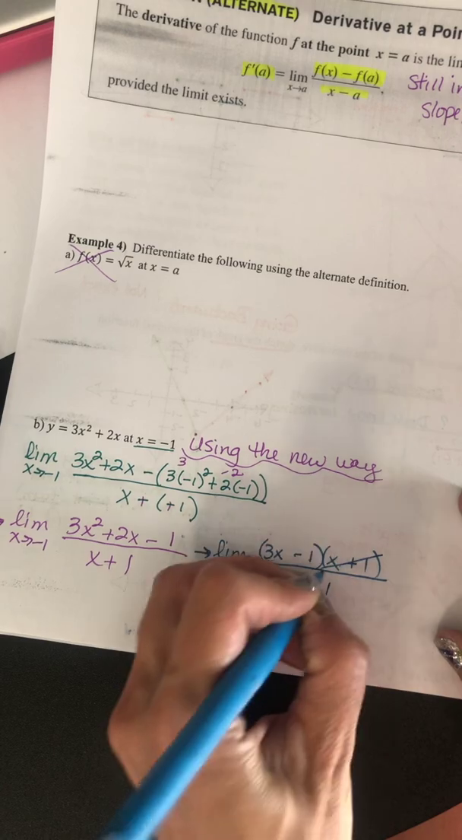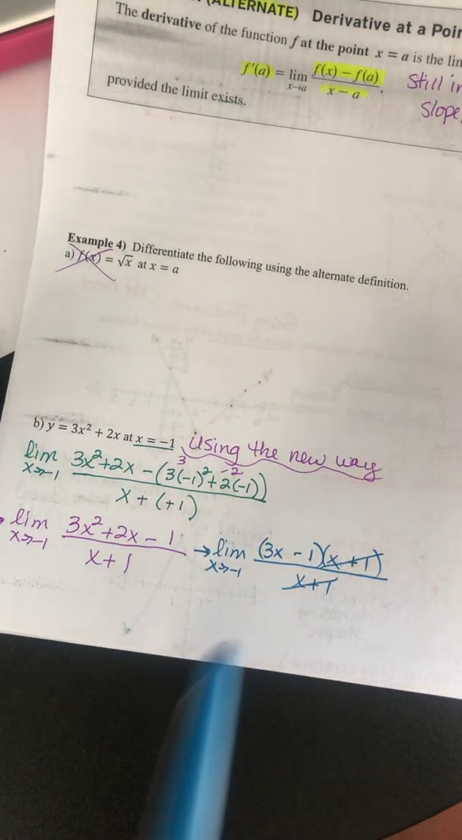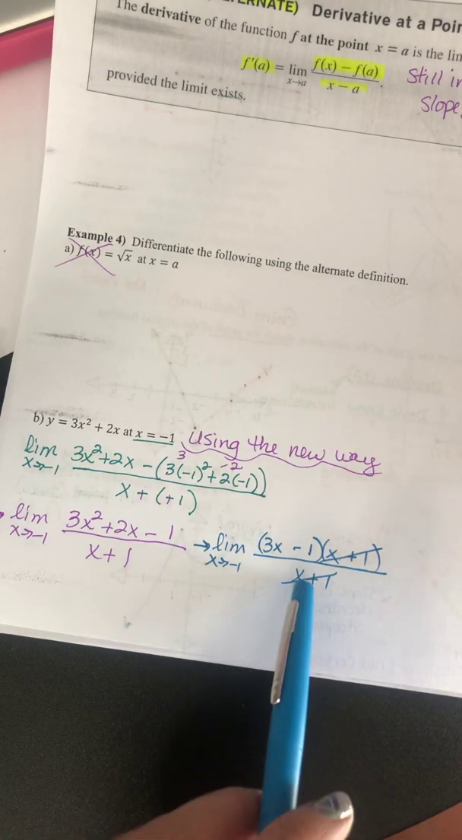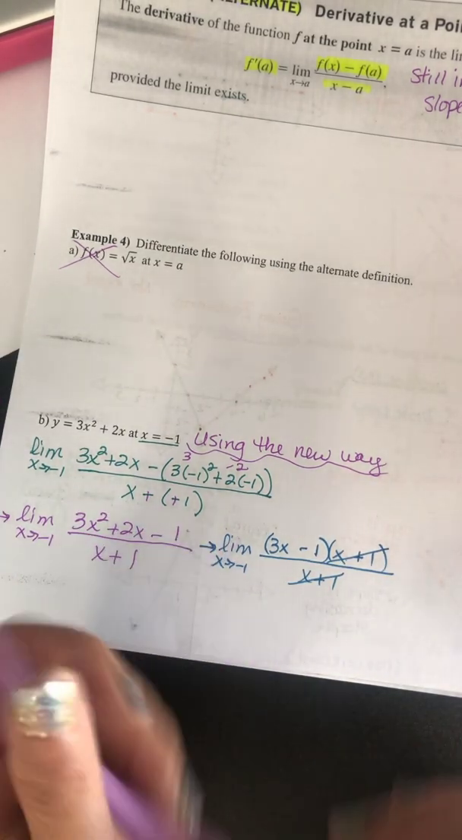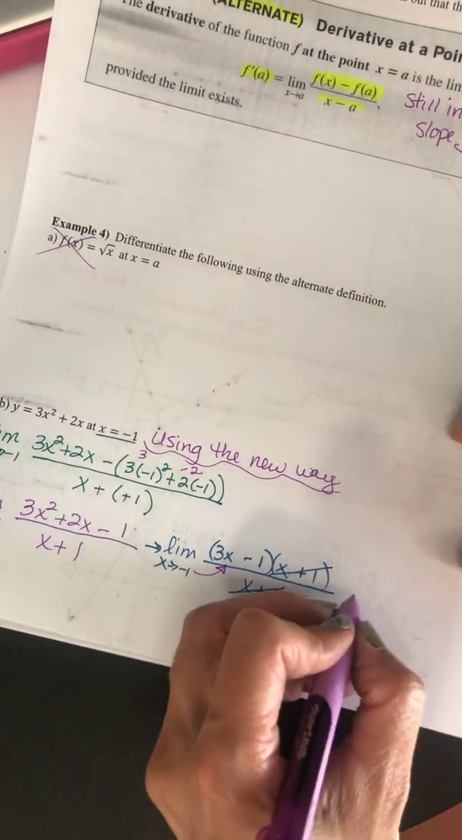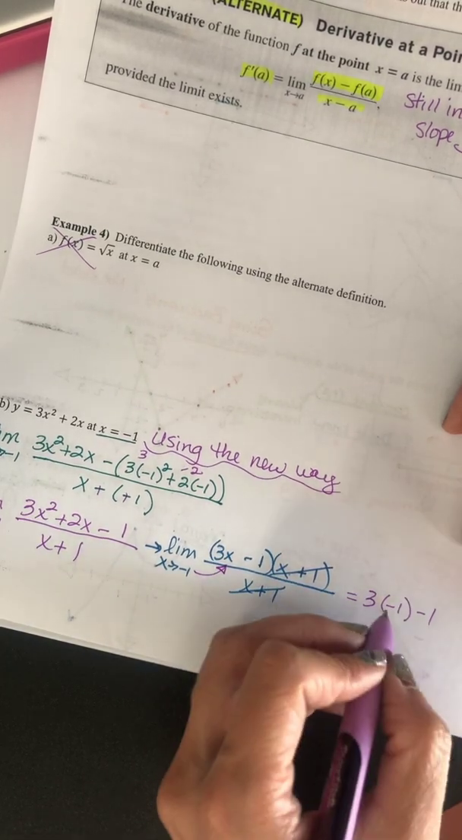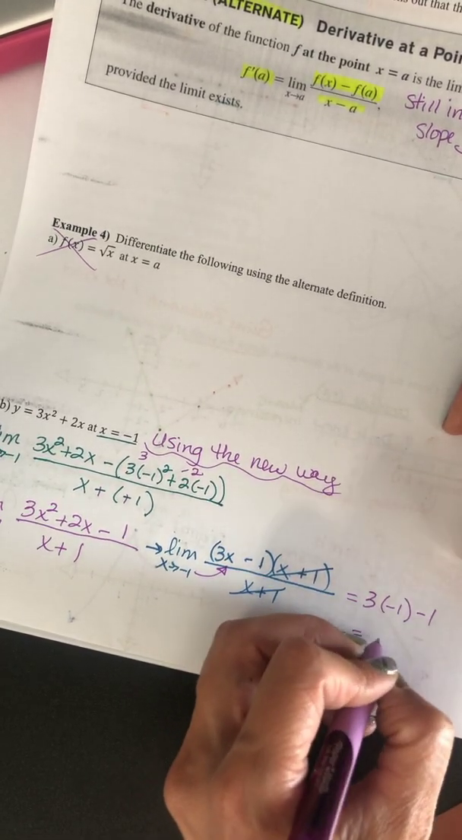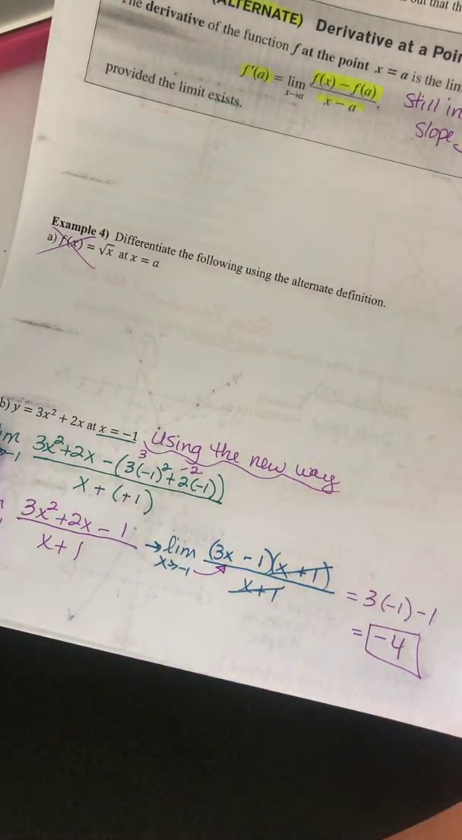All right, these cancel out because that's a whole. And now, since the denominator was the problem, I couldn't plug in a negative 1 into the denominator. It made it 0. Now I could plug in a value of negative 1 in for x. So I'm going to have 3 times negative 1 minus 1. So that's going to be negative 3 minus 1, which equals negative 4. So the derivative is negative 4.